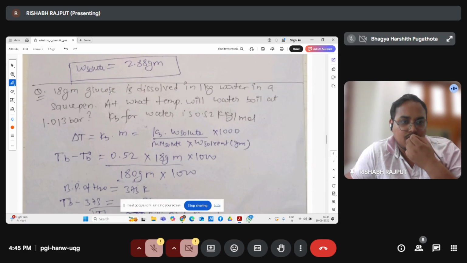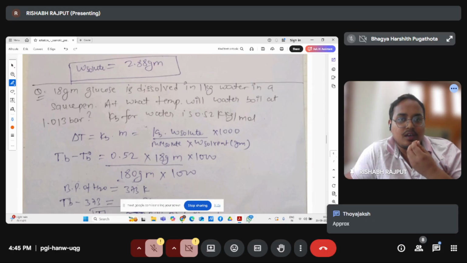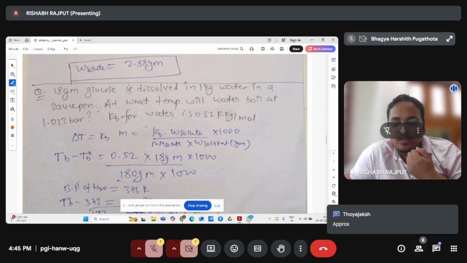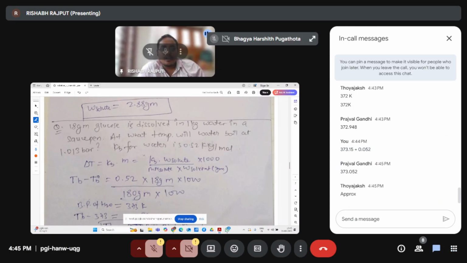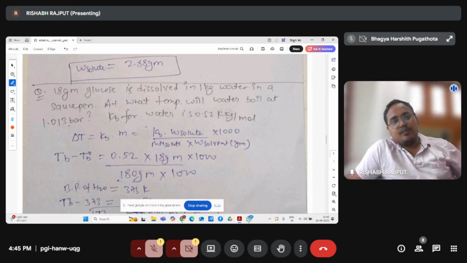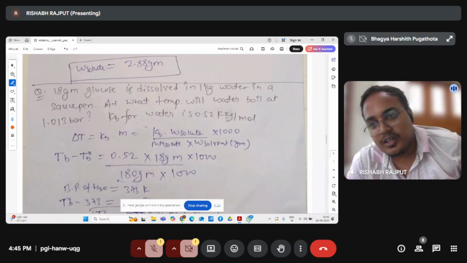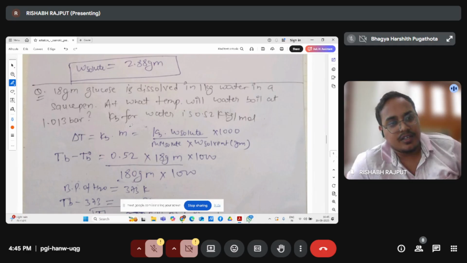Actually, here they mention if we have 18 gram glucose, we dissolve it in 1 kg of water in a saucepan. At what temperature will water boil at 1.013 bar? Actually, it is the atmospheric pressure. That is why we consider that the boiling point of water is 100 degrees Celsius. You can consider it.